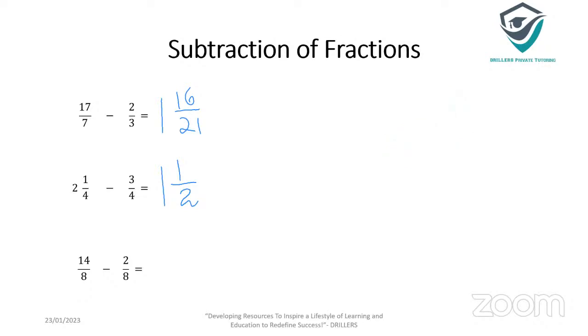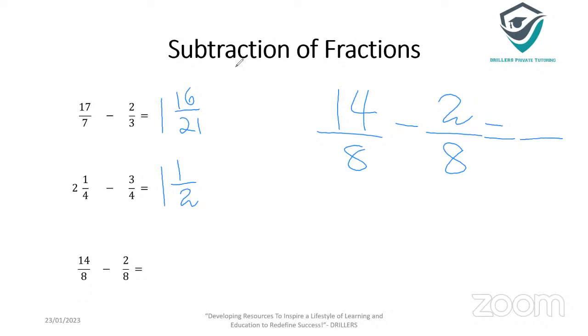Last piece, and the last example we have is 14/8 take away 2/8. So we don't have any mixed numbers. Both of these are like terms, so we just subtract the numerators and keep the denominator. The denominator for both of them is 8.